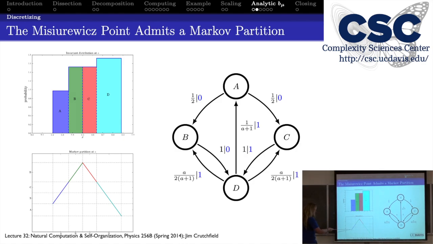Partition A here maps to both B and C. A maps to B and C. B maps to D. C also maps to D. And D maps to A, B, and C.